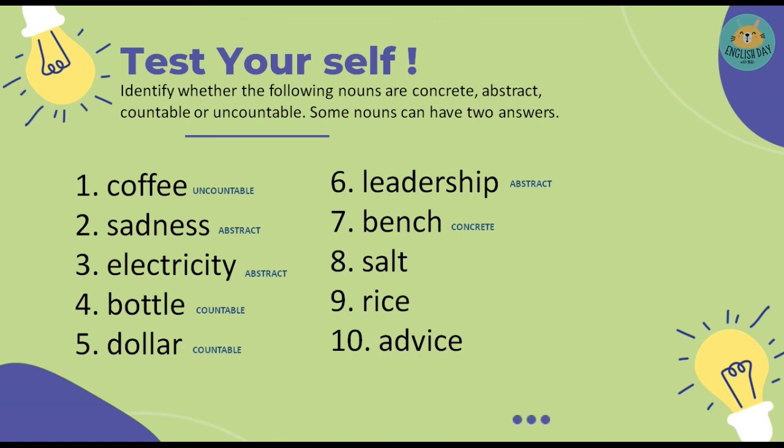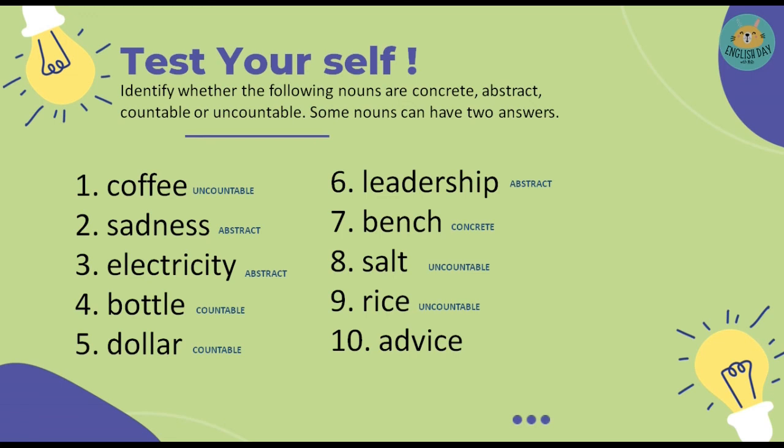Next, we have salt. If you answered uncountable, you are correct. So similar with coffee, you cannot count it. Next, we have rice. If you answered uncountable, then you are once again correct. You cannot count it. That's why it's considered uncountable.